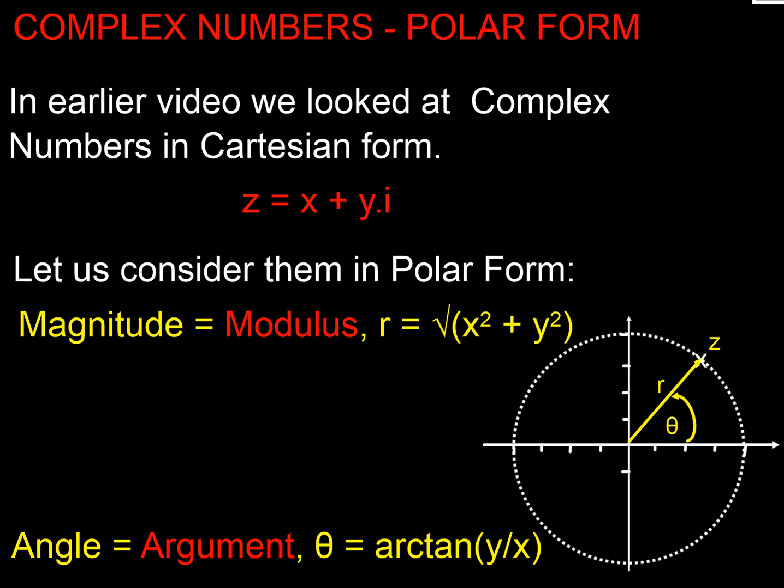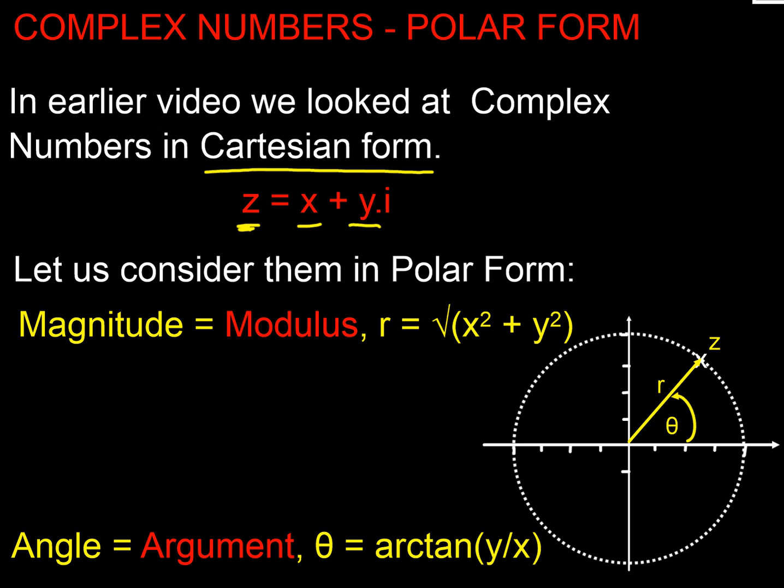Hello, quick video on complex numbers and polar form. In the first introductory video, we looked at complex numbers in Cartesian form, where Z is the complex number, X is the real part, and Y is the imaginary part. When we started multiplying them together, we got some very strange answers. By working in polars, I think we'll see a much simpler idea arising from it.